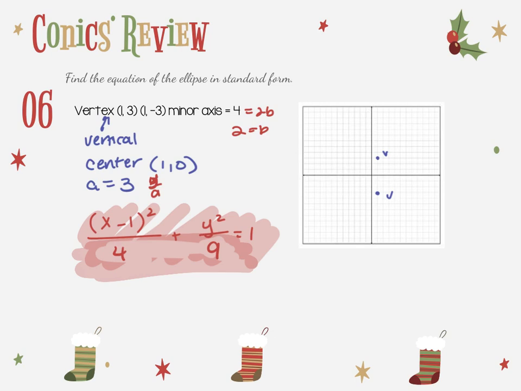Try that again, okay? And then remember, minor is 2b. So from there, I don't even have to graph anything else. I don't have to use c squared equals a squared minus b squared. That was enough information. You just plug it in.